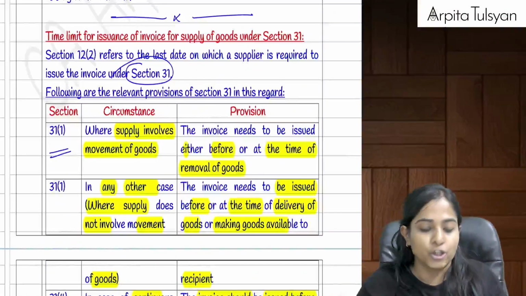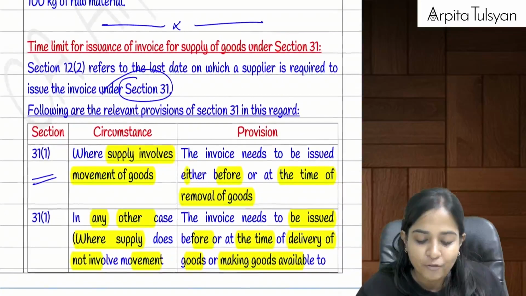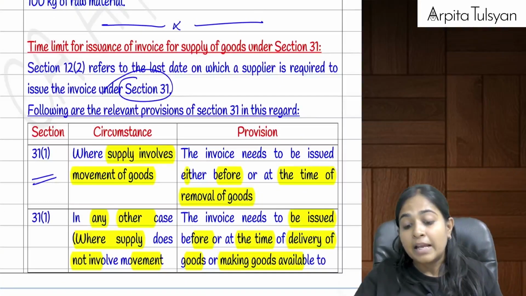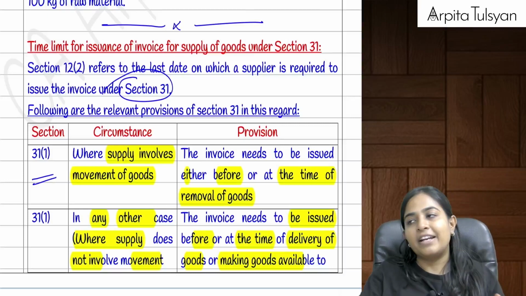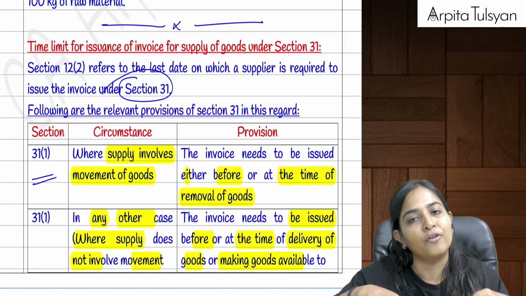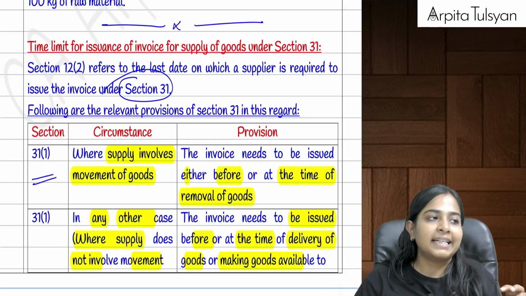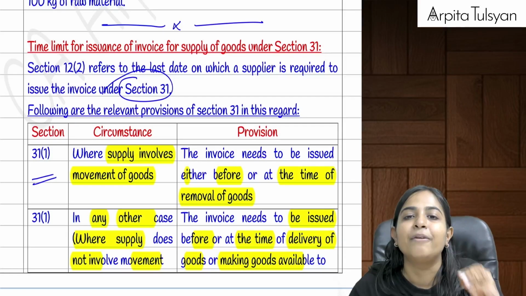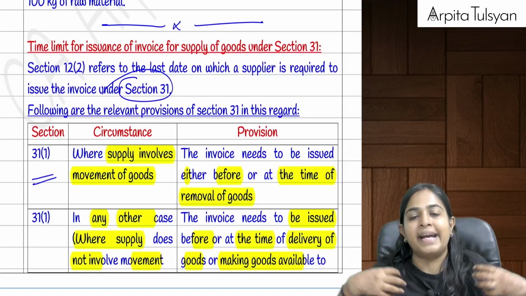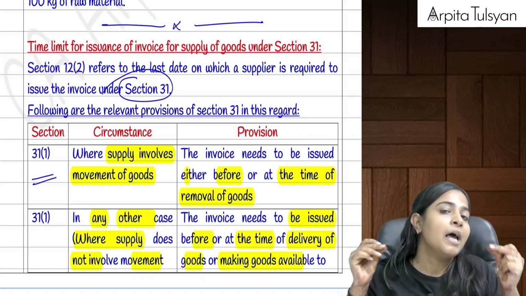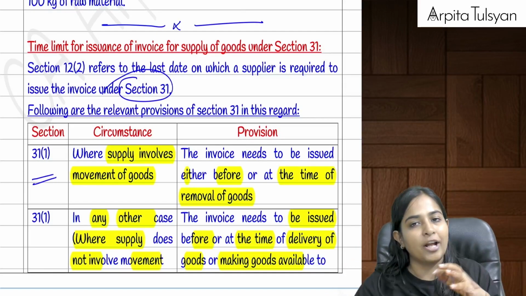Time limit for issuance of invoice for supply of goods under section number 31. What is given here? Normally when the supply involves movement of goods, meaning the goods are going to come from me to you, then on or before the removal of goods from my end, the invoice should have been issued.